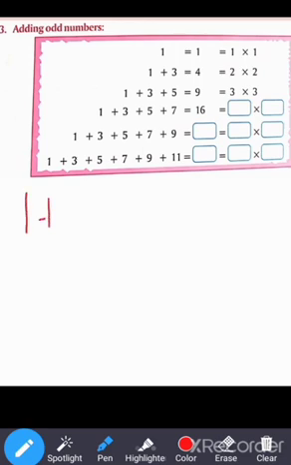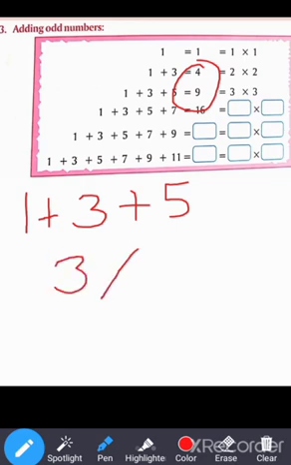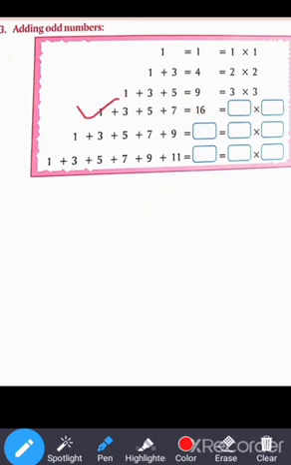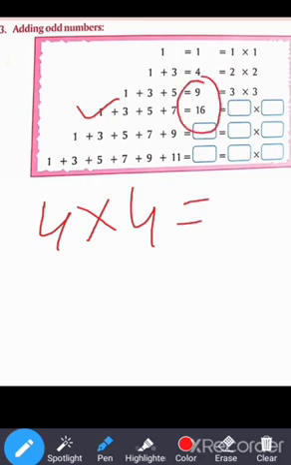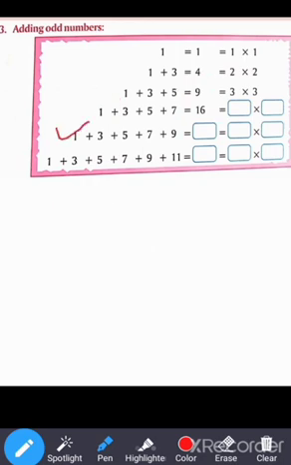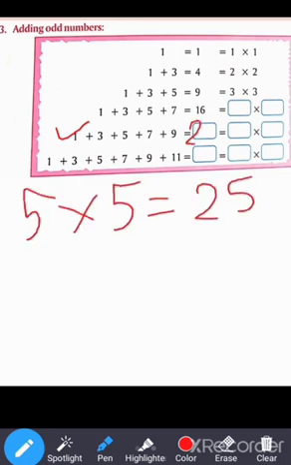Now 1 plus 3 plus 5, it is already given here as 9, but how are we going to find out? 3 numbers. So 3 3s are 9. Now here we are adding 4 numbers. So 4 4s is equal to 16. Here we are adding 5 numbers. So 5 5s are 25. So here 25 will come and here 5 and 5.